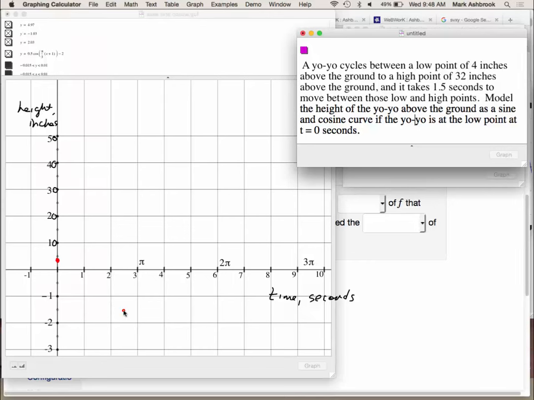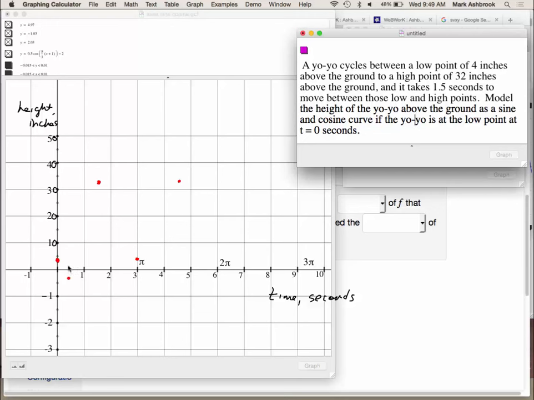At 1.5 seconds, it will be at 32, right? It's saying it takes 1.5 seconds between low and high and between high and low. So 1.5 seconds later, it will be at 32. And then 1.5 seconds after that, it will be at 4. And then at 4.5 seconds, back to the high again. So that's enough for a sketch. So it's going to look like this. And then at 0.75 seconds, it'll be at the midline.